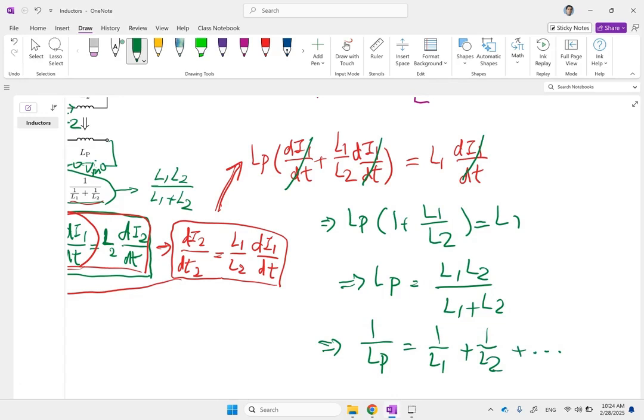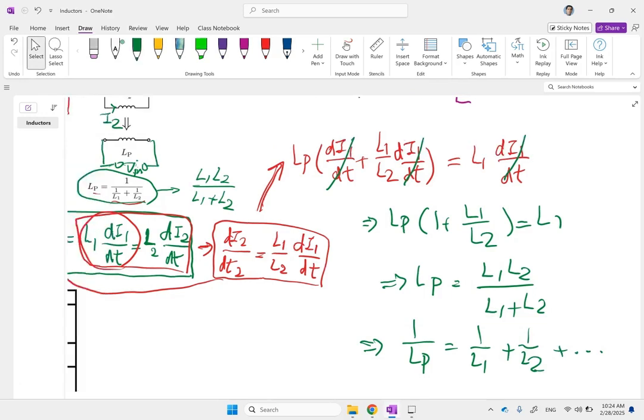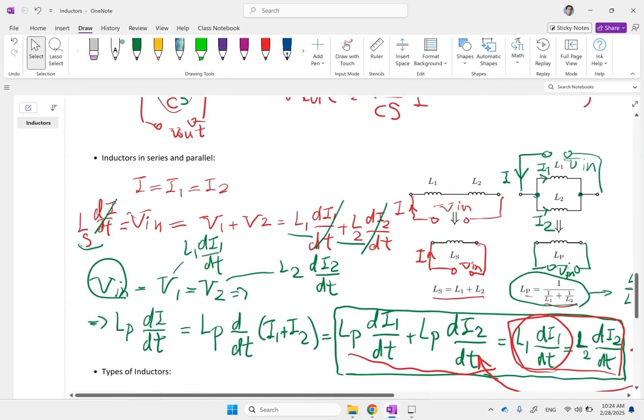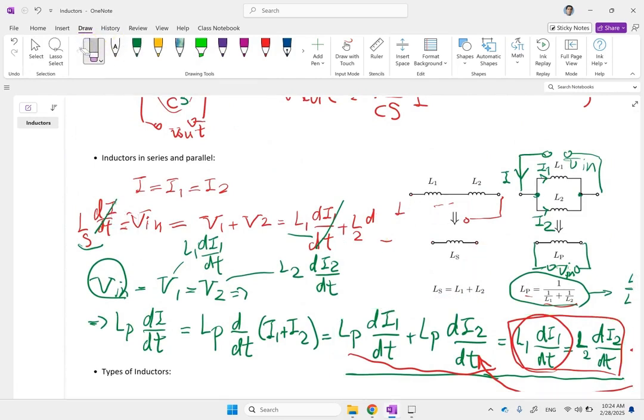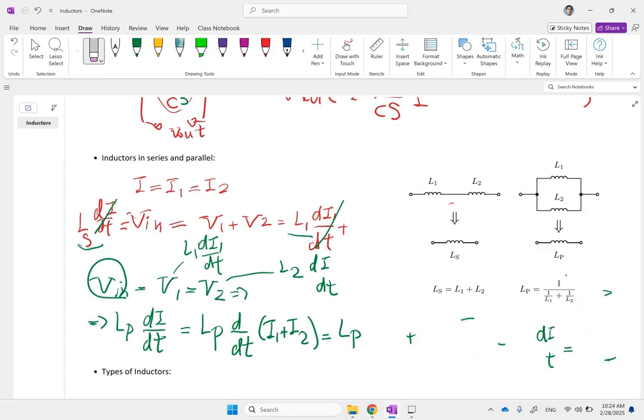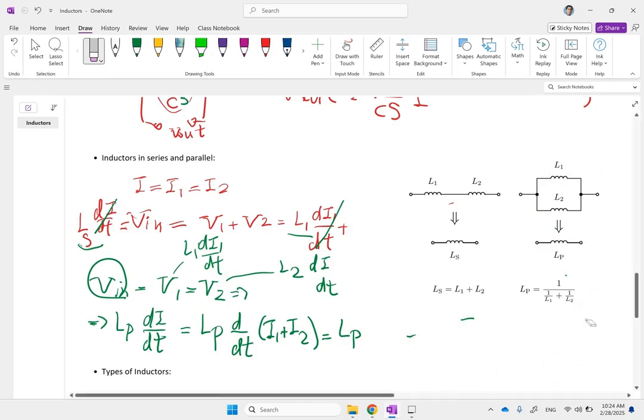So you see that they are acting exactly like resistors. In parallel, the total inductance LP is less than all the individual ones, and in series it is more than all of the individual ones. Okay, so their behavior is exactly like resistors, the formulas that you have for them.